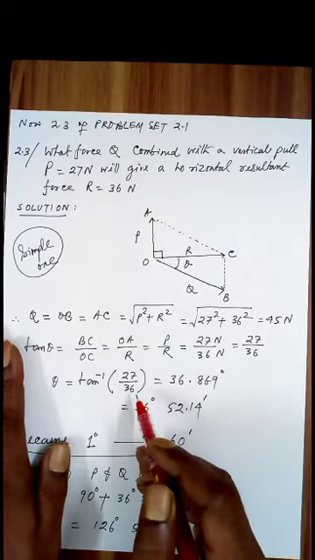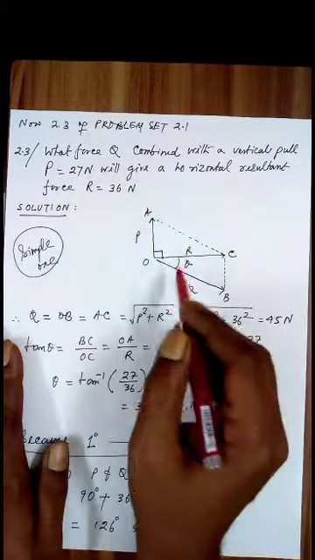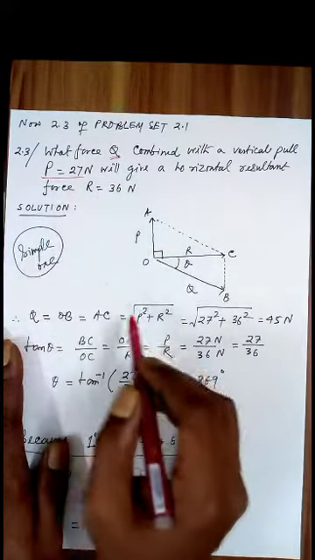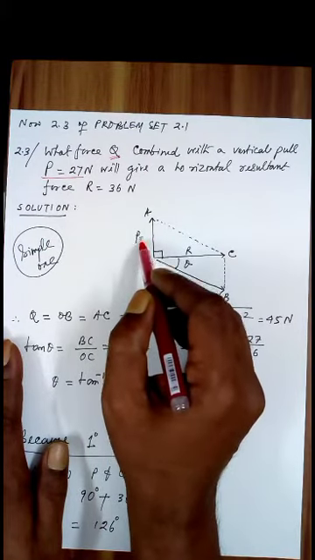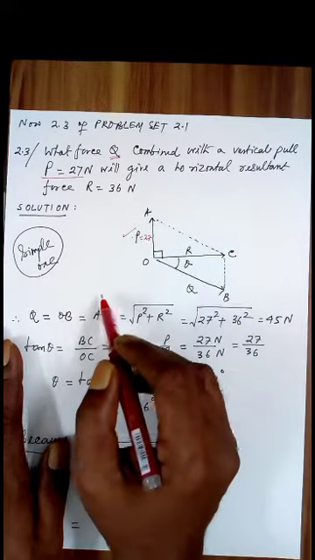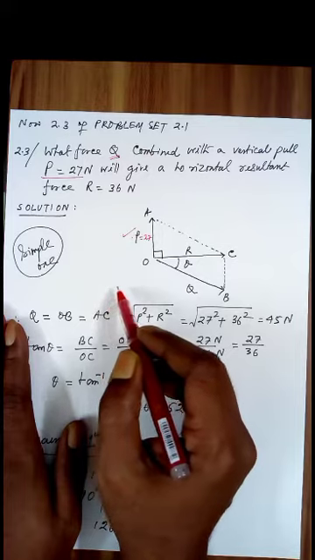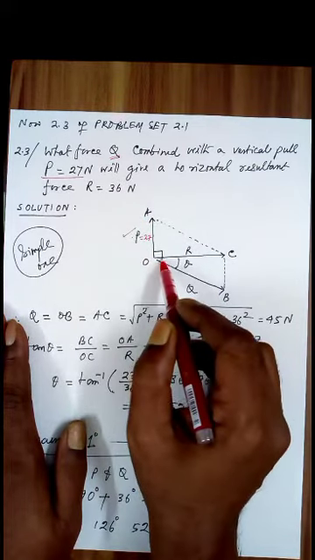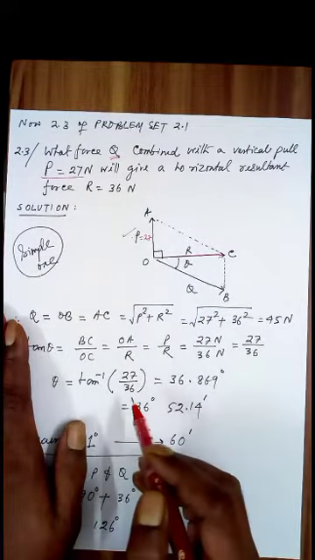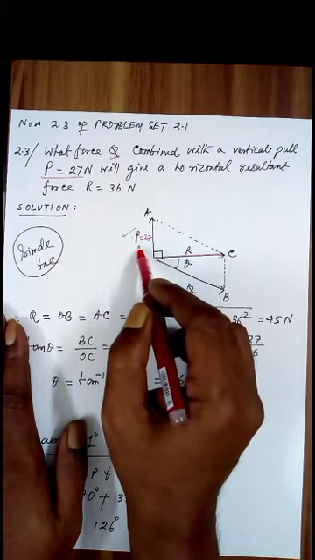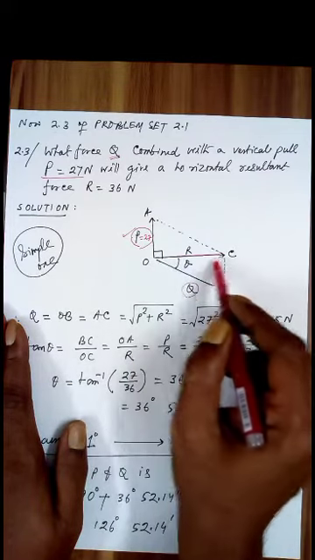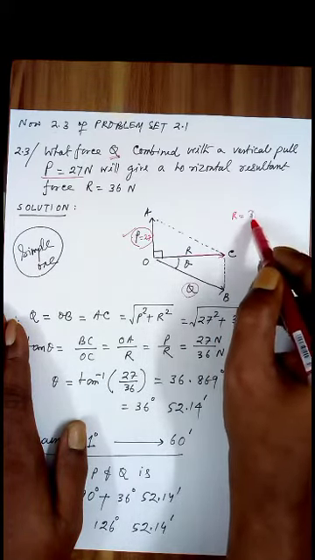2.3. So what is given? What force Q? We don't know. Combined with a vertical pull P equal to 27 Newton. This is a vertical pull, given as 27 Newton. With this, what force Q should you combine so that you will have a horizontal resultant like this, a horizontal resultant force R equal to 36 Newton? By combining what force Q with this force P, 27 Newton, the resultant becomes horizontal and its value is equal to 36 Newton.